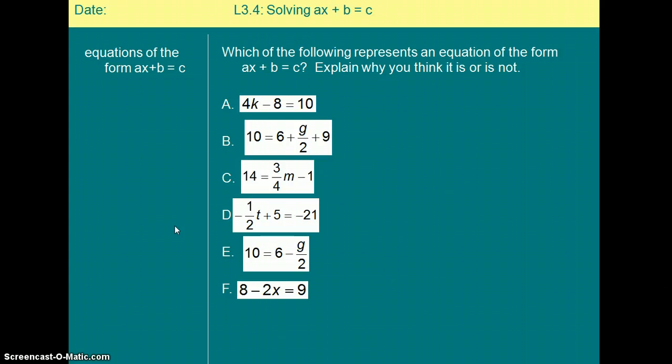So the first thing that we need to talk about, since we are solving ax plus b equals c, are equations of this form. I have given you 6 different equations. Your task right now is to decide if these equations represent the form ax plus b equals c. You should be able to explain, maybe in your head, why you think it is or why you think it isn't. Please press pause and work through these examples now.